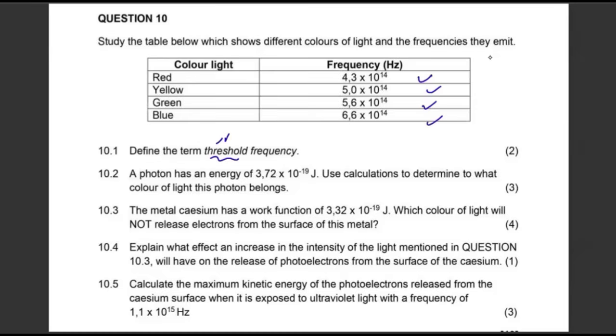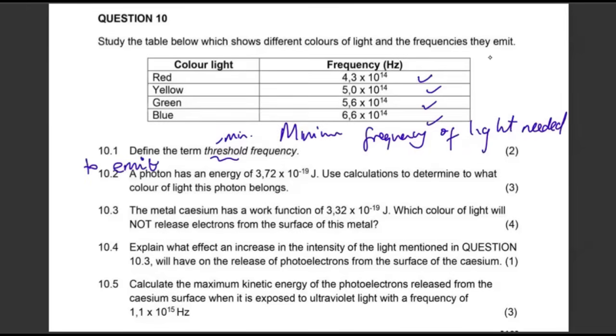So threshold is like minimum. Okay, so we're gonna say threshold frequency or minimum frequency. We're saying this is the minimum frequency of light that is needed to extract or to emit or to remove an electron from a metal surface.